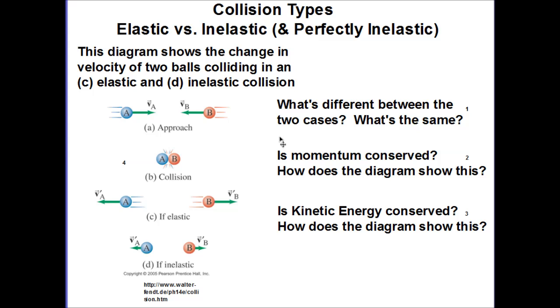Okay, so let's go ahead and get started on today's lesson, which is on collision types. This is in section 6.3 of your book, and it's going to deal with elastic and inelastic collisions. So this diagram is not from your book, but it does show a situation where some balls are approaching each other and they're going to collide. And they can collide in two ways. One way is called an elastic collision, and another way is called an inelastic collision.